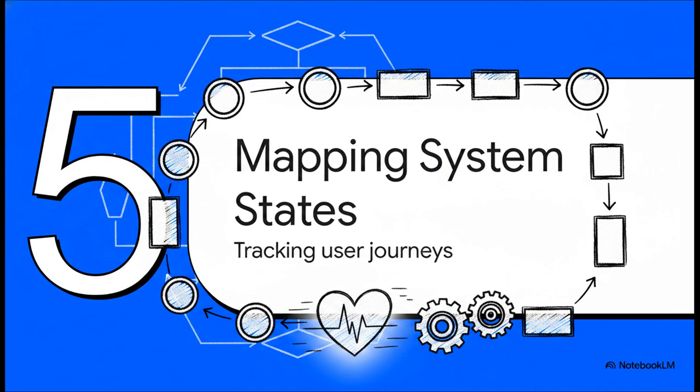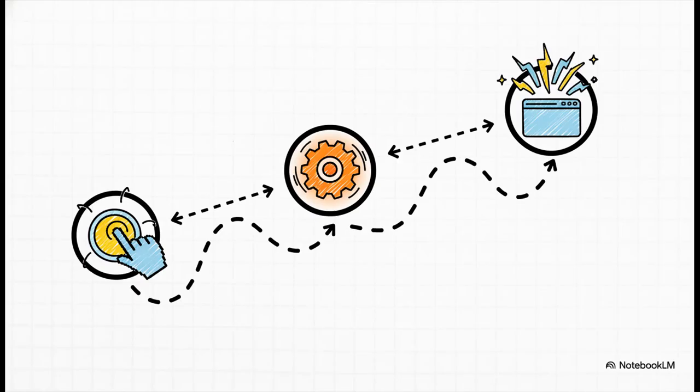Section 5. Mapping System States. Okay, let's talk about state modeling. This basically tracks the actual motion of a user's journey. It outlines exactly how a system reacts to specific events, how it processes rules, and how it transitions from one functional behavior to another based on what the user does. It is essentially the roadmap of the app's logic.